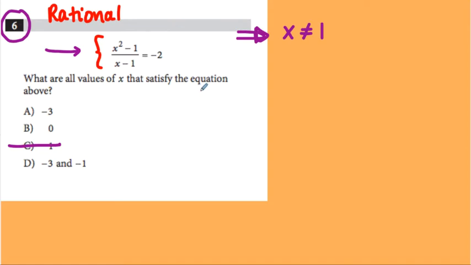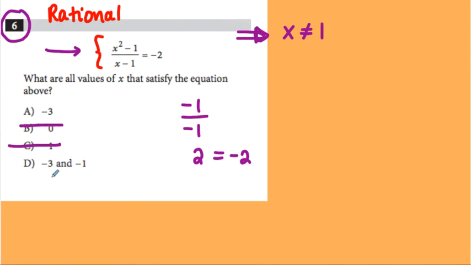So I just decided I was going to plug in the answers, okay? And I actually started with 0 because I thought that was an easier place to start. So if I plug in 0, I got 0 minus 1, which gave me negative 1, and then 0 minus 1 is negative 1, which would give me 2, and 2 does not equal negative 2, so it's not 0.